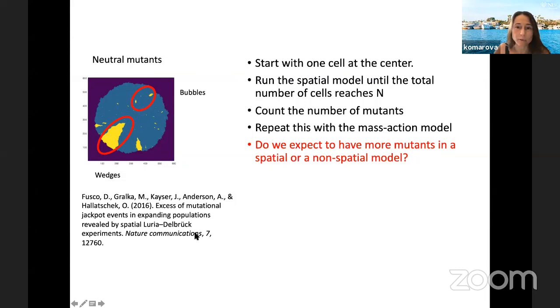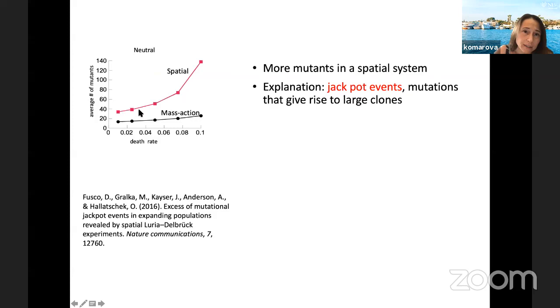So this is our simulation, and this is the result. Red represents the number of mutants in the spatial system. Black is mass action. You can see that for any combination of division and death rates, there are always more mutants in space, okay?